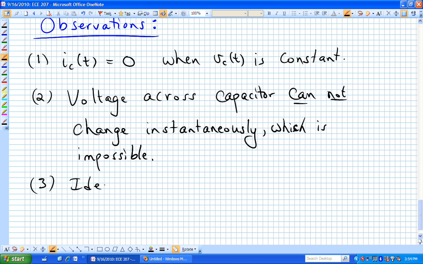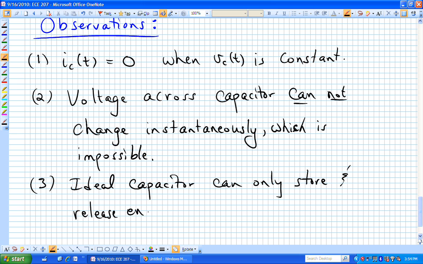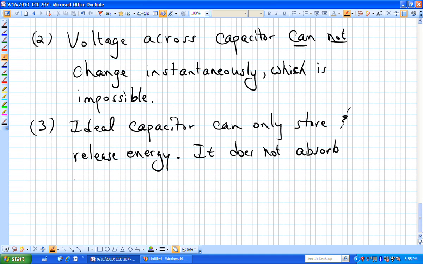If we are dealing with an ideal capacitor, which is really what we are going to be working with in this class, these ideal capacitors can only store energy. Well, maybe I should say store and release energy. It does not absorb or dissipate energy.